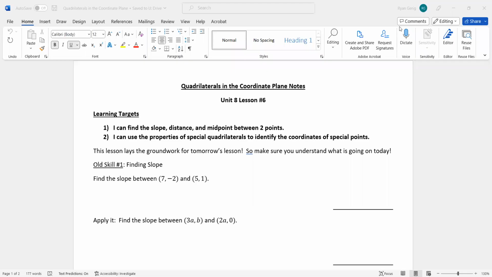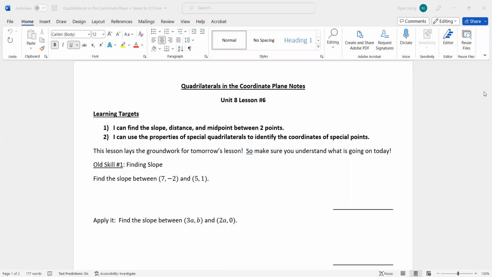Hello, geometry, and I'm just going to give you a heads up on this one. You are not going to like it. However, I'm going to try and make it easier by showing you how it's connected to some old skills that you know, both from algebra and from first semester. So first thing I want you to see is the lesson lays the groundwork for tomorrow's lesson. Make sure you understand what is going on today as much as possible.